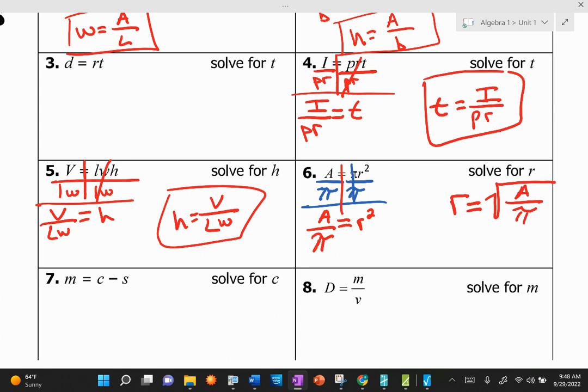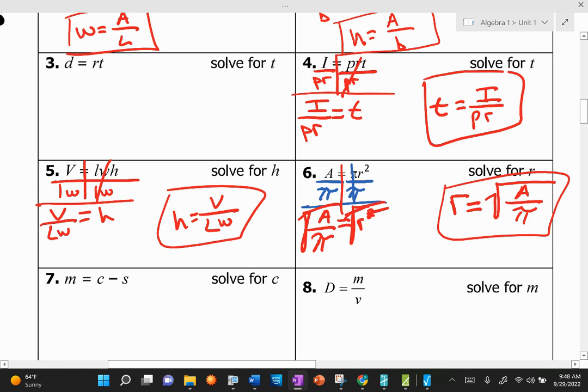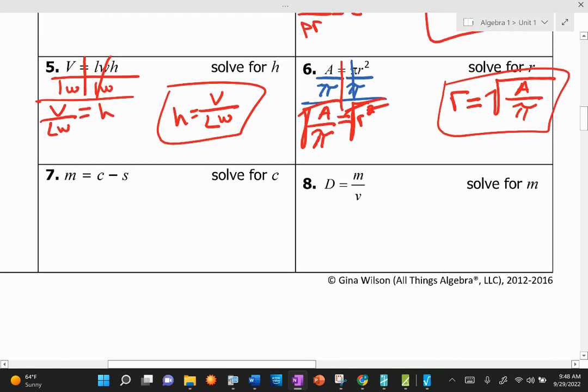Quiet, please. I would like to not defend my job right now and just teach you, please. A over pi equals r squared. We've got to get rid of the exponent, so you have to take the square root of both sides. The square root on the right side will cancel out with the exponent, and so you're just left with the square root of a over pi on the left. We feel all right about that? Kind of.